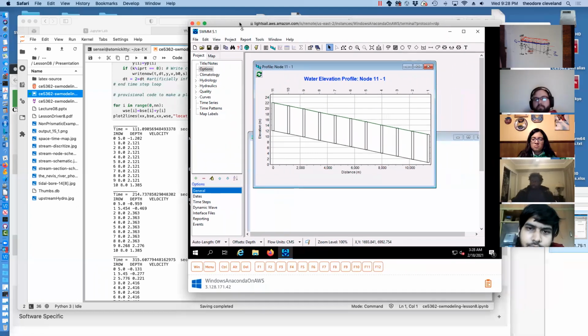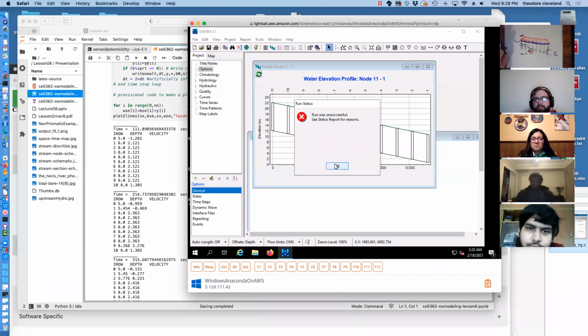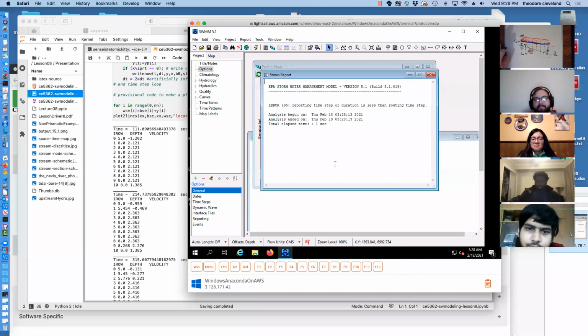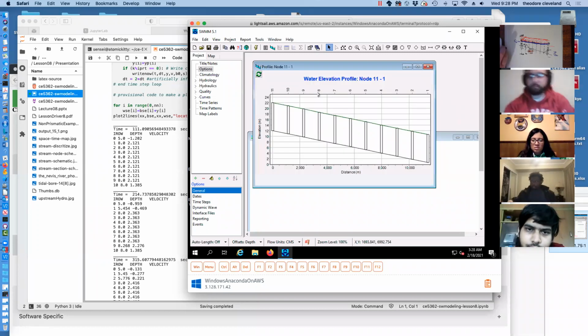So unless I have screwed something else up in the input, looks like I have. Reporting time step or duration is less than the routing time step. Okay, so we will change that.